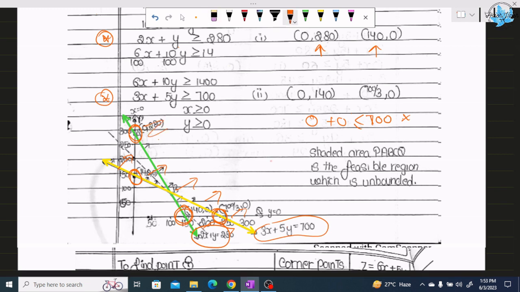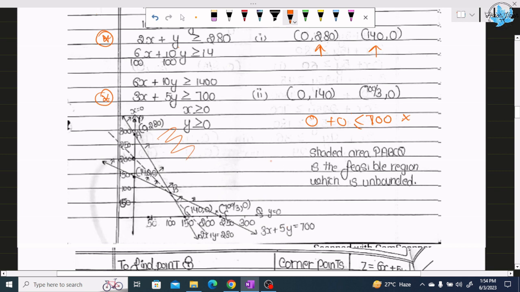So what is the common area? The common area is this one, which will be shaded. Now I am removing the colored lines so that you can see the graph clearly from here. So this area is shaded.